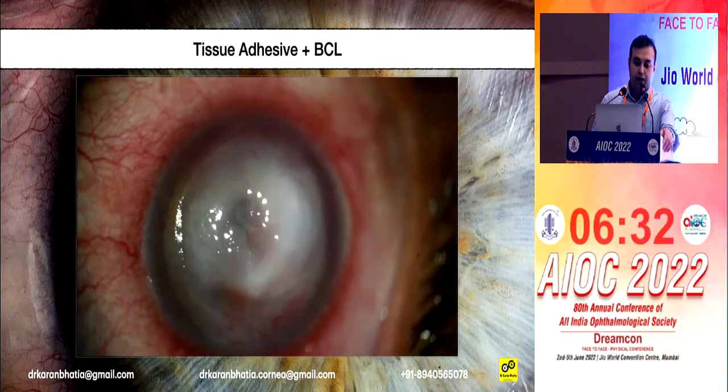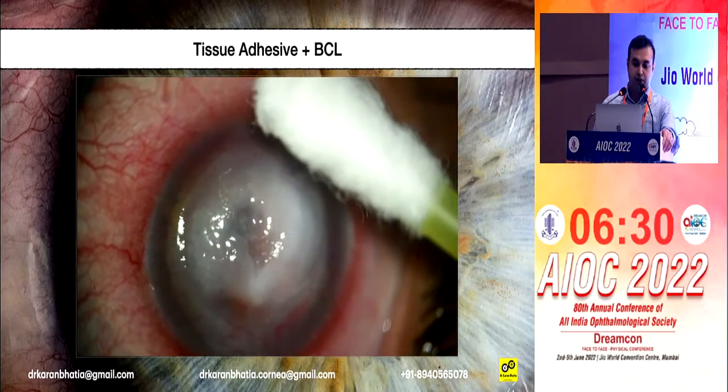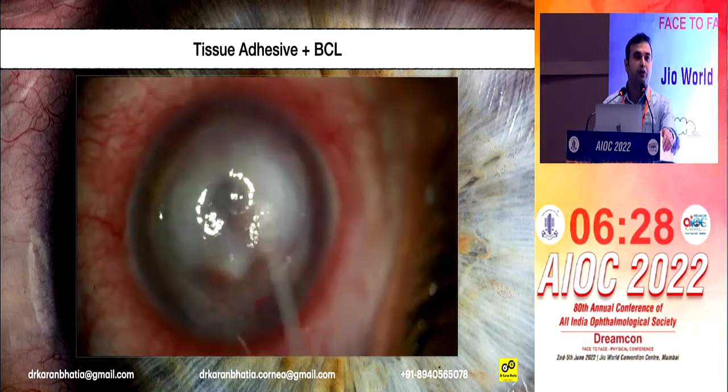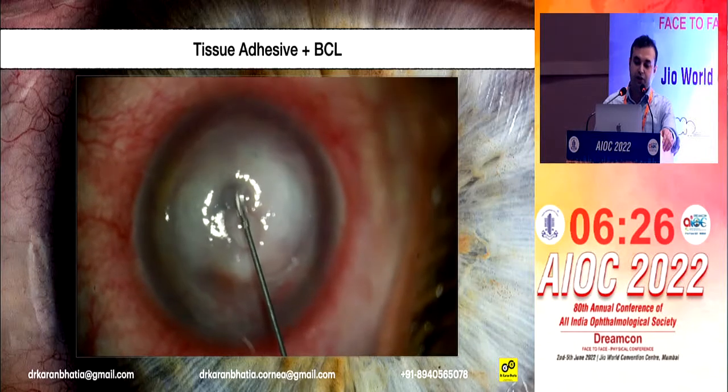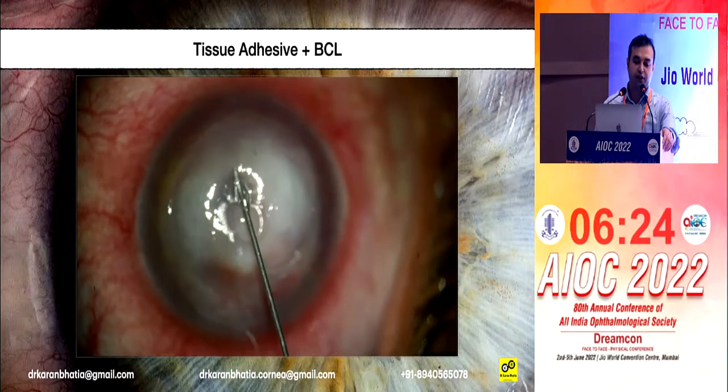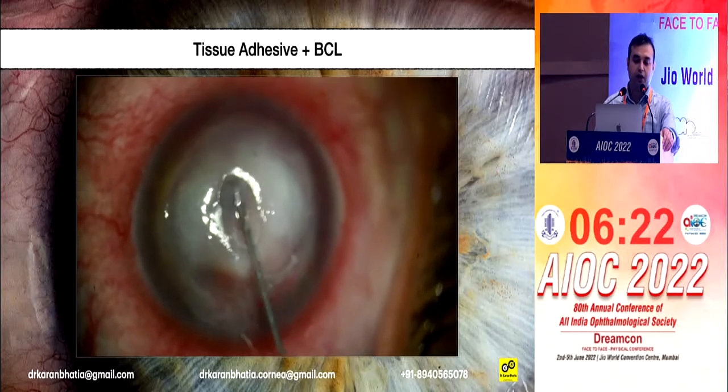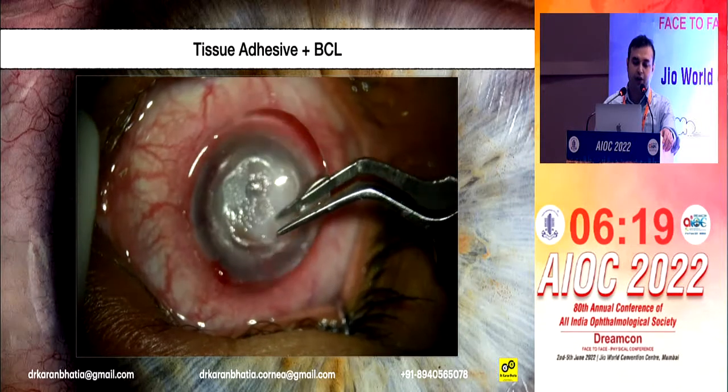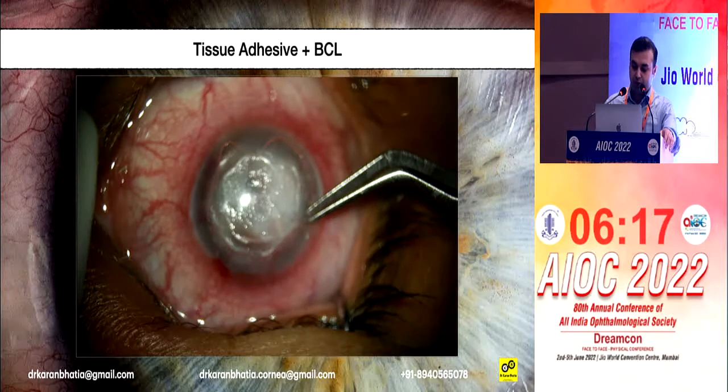So let's look at a couple of examples. Most of these videos are from the COVID time only. What you need to do is dry the surface first, and once the surface is dry, you can apply small drops of the cyanoacrylate glue, wait for it to dry, and just put the BCL.